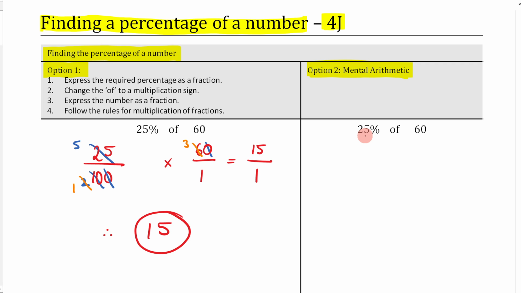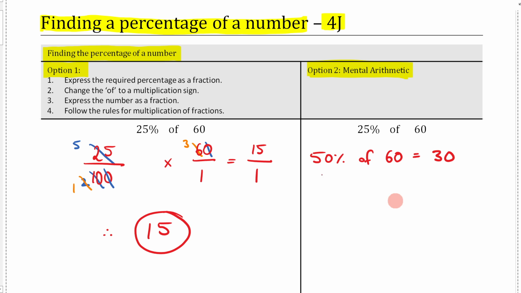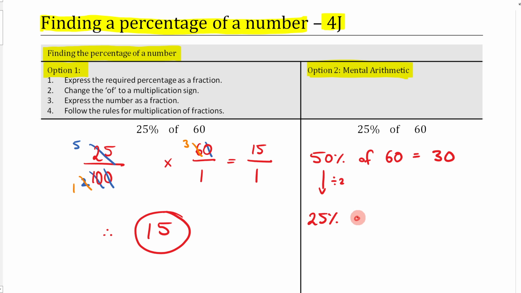Now, is there a way that we could have done this a bit quicker? Yes, and this is where you want to think about the question for a second. So if I give you 25% of 60, probably what I'm going to do in my head is say, well, 50% of 60 is equal to 30. And now, if I halve this, so divide it by 2, that means 25% of 60 is equal to half of this, which will be 15. So my answer would be 15.